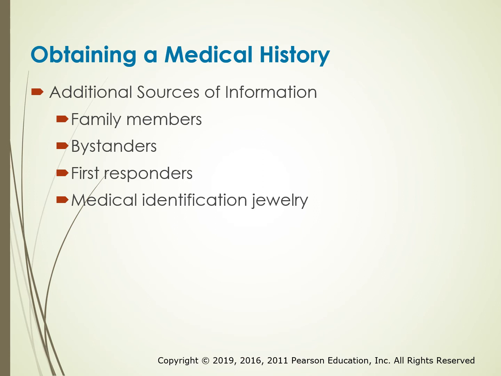Additional sources of information. So family members, they can be a great source of information. Not all the time, but for the most part they are. Bystanders, first responders, medical identification jewelry. So look for bracelets that might say they're diabetic or epileptic, things like that. Don't be afraid, if you're in a public place, just ask the bystanders around you, does anybody know them? Because maybe their friend is just kind of scared, doesn't want to talk, or doesn't even think to tell you things. So don't be afraid to ask that.